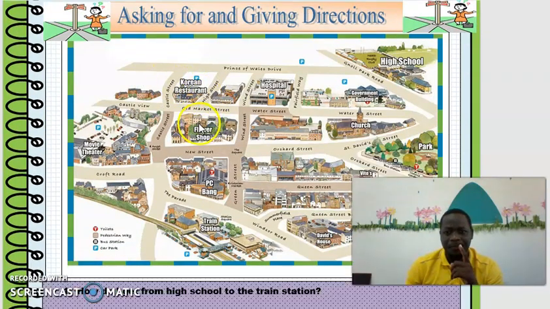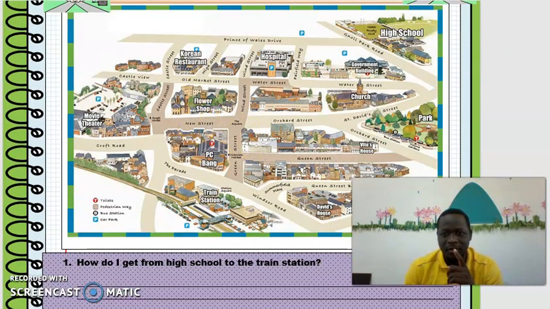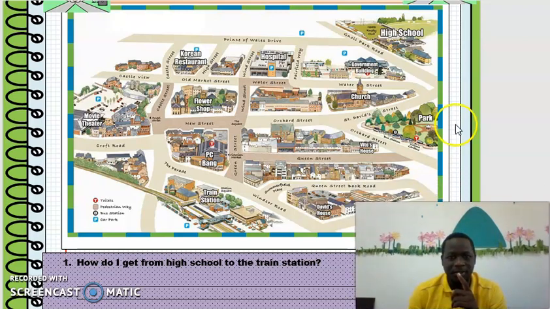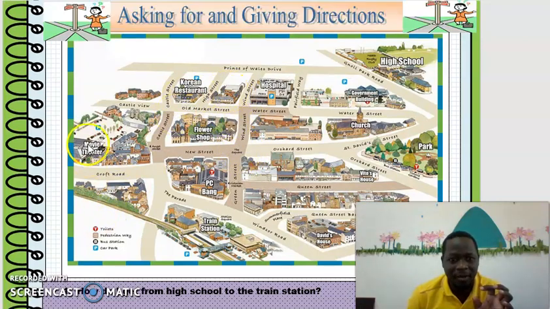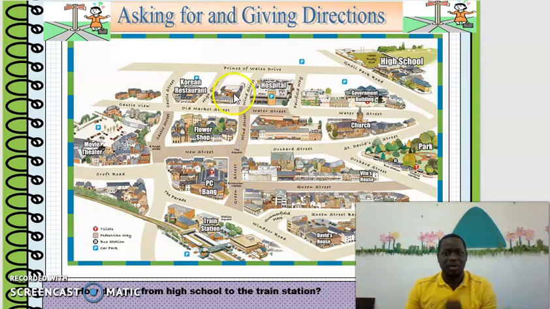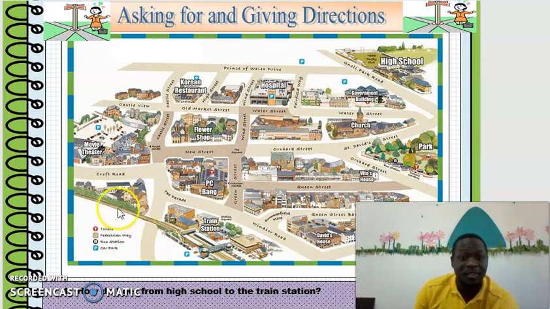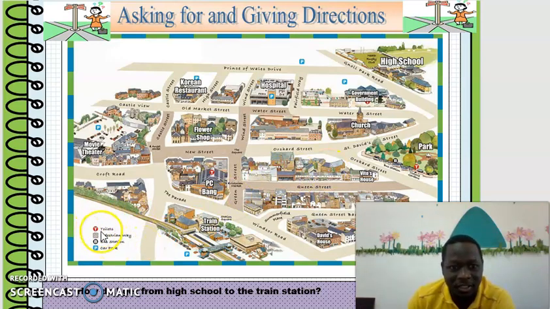Now, going back to our map, I want you to study this map very well before you start answering questions. I want you to master every position of every place here. So, qualities of a good map: we always have what we call the key. The key indicates the symbols on the map. For example, whenever you see this T, this is a traffic light or train station.